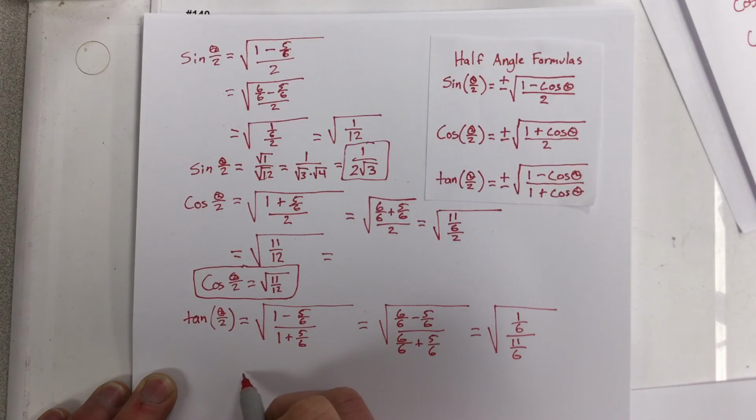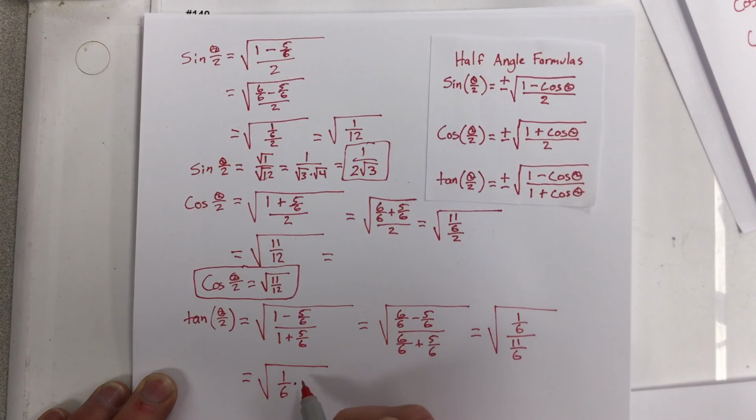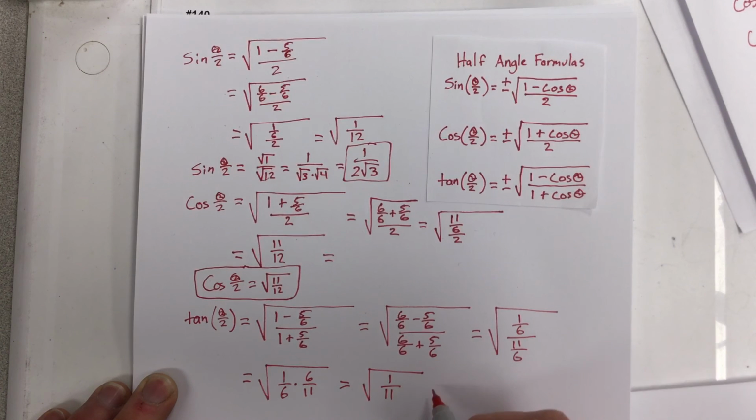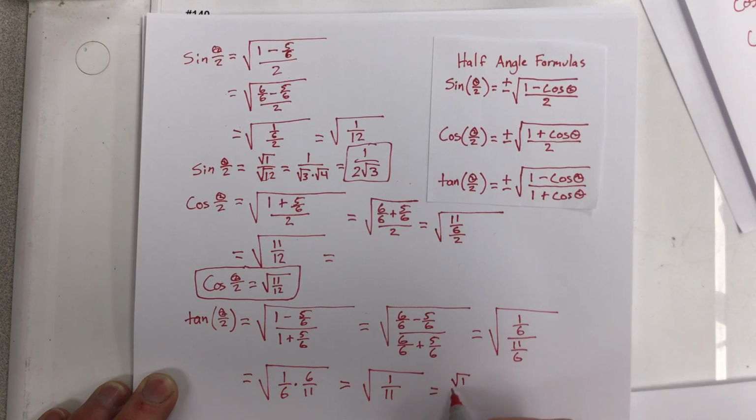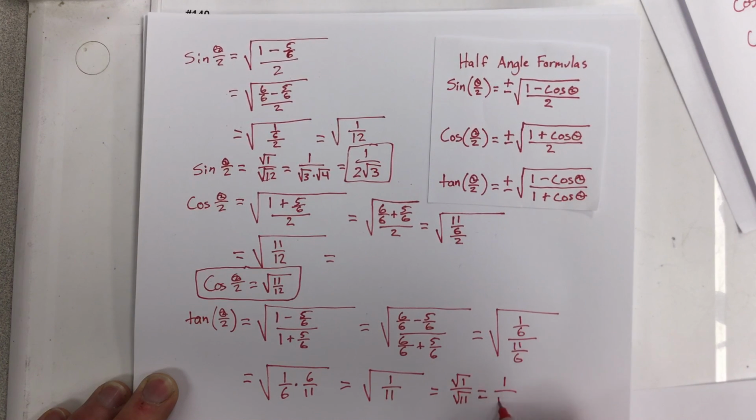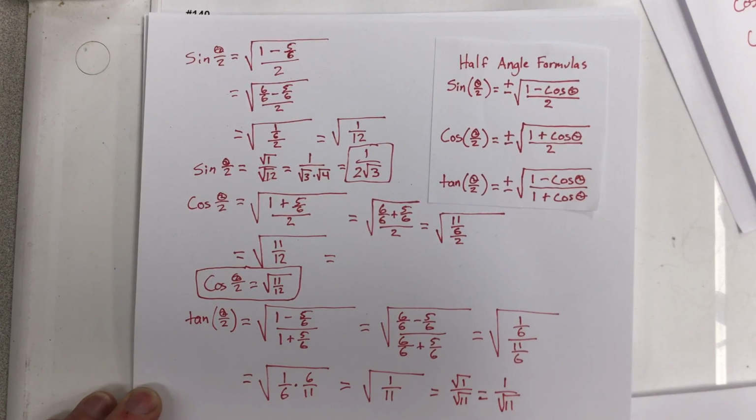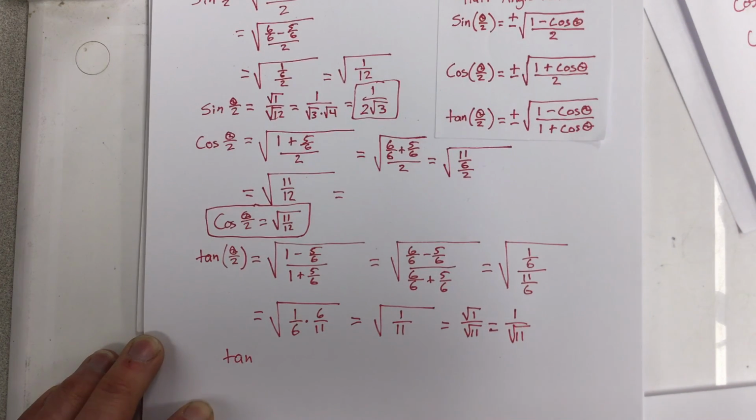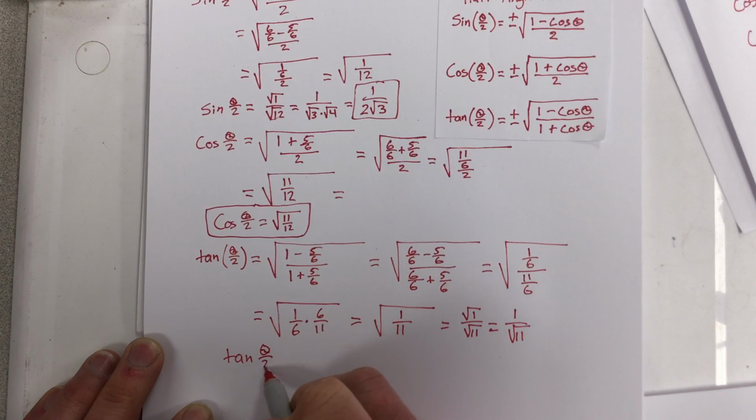Dividing two fractions, you flip and multiply, so I got root 1/6 times 6 over 11, which gives you root 1 over 11, which is equal to root 1 over root 11, which is equal to 1 over root 11. So I have tan of theta over 2 is equal to 1 over root 11.